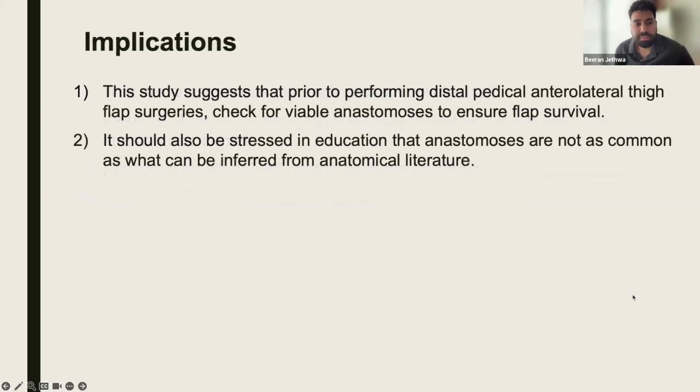And just finally, the study suggests that prior to performing distal pedicle anterolateral thigh flap surgeries, check for viable anastomosis to ensure flap survival. As you said, the anastomosis might not be present as expected. And lastly, when looking at anatomical atlases and images of vasculature, and when one sees the vessel connection in the image, one would believe that these occur regularly, if not all the time. And we must stress that they do not always occur as expected.